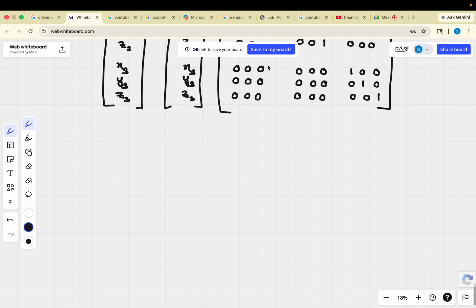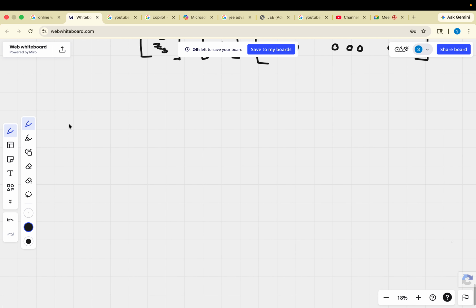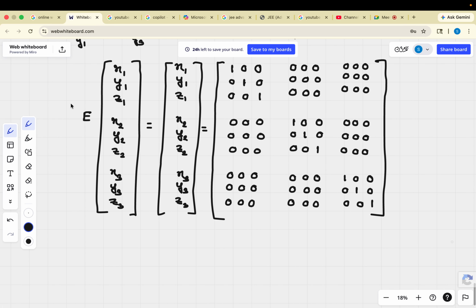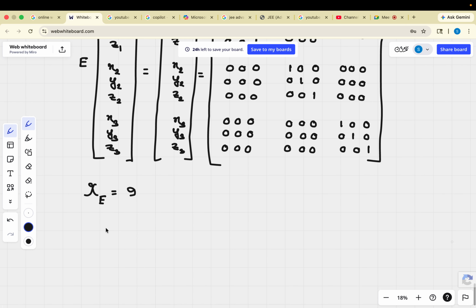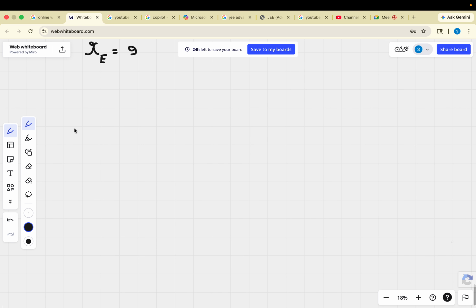Okay, now another thing I forgot. If I try to find out the character for this identity element, you have to add diagonally. So if you add diagonally, 3, 6, 9, the value will be 9. If you add diagonally, you just add all the ones, you will get this value. Fine.